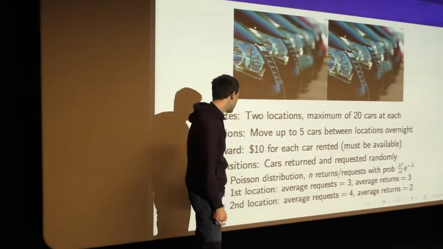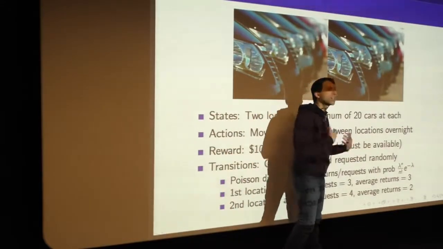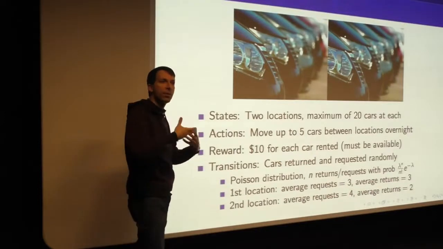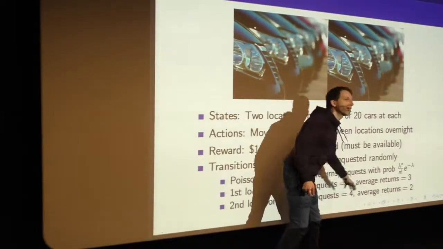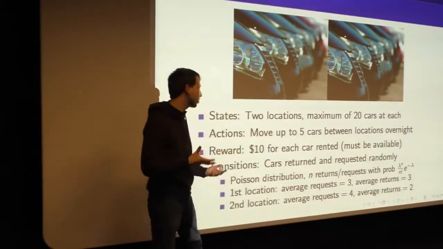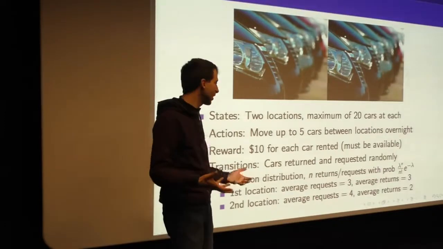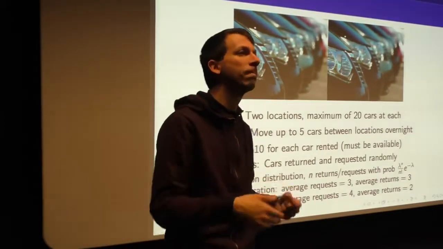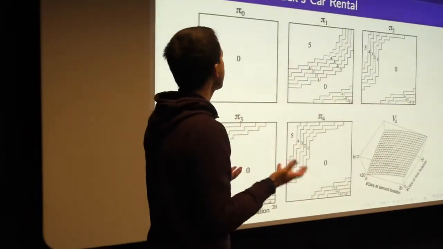Roughly speaking, the main point is that one location gets the same number of requests and returns. It's a random process, but with the same rate. But the other one gets more requests than it does returns. So the second location is typically going to be short of cars if you don't shift things over, because it gets more requests for cars than people are actually returning. Okay? So what we're going to do is just see what policy iteration looks like.